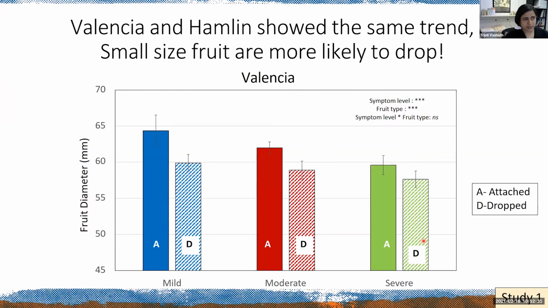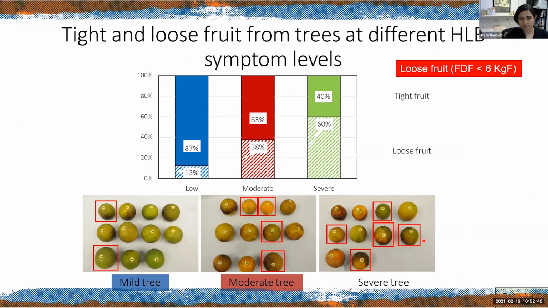So that is interesting. Now, in order to understand what is causing the fruit drop, we used a method called FDF, and Dr. Fernando did mention it, the fruit detachment force. Basically, it tells us which fruit are hanging on tightly on the tree, and which fruit are loose on the tree. 6 kilogram force is a good cutoff value. Anything below 6 kilogram force means loose fruit.